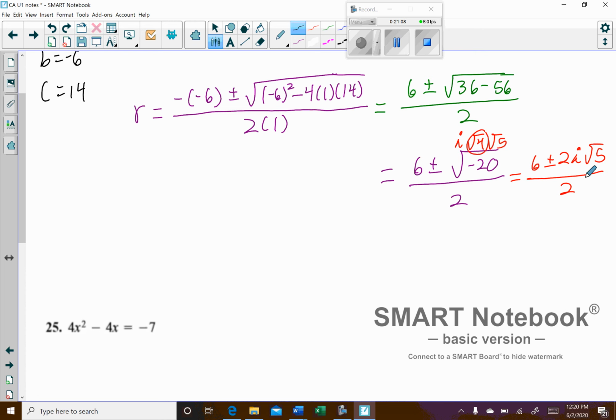All divisible by 2, and it looks like that will work out here. They're all divisible by 2. So this is going to become 3 plus or minus i square root of 5. And it's not really necessary to put it over 1, so we don't want to do that. So we go ahead and simplify it from a fraction to where now we don't have a fraction.